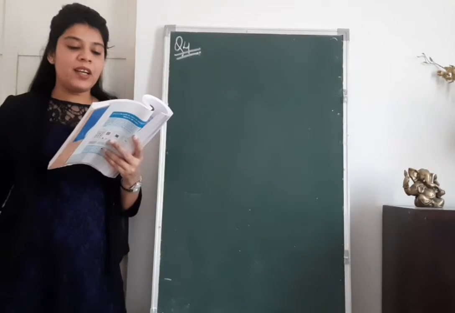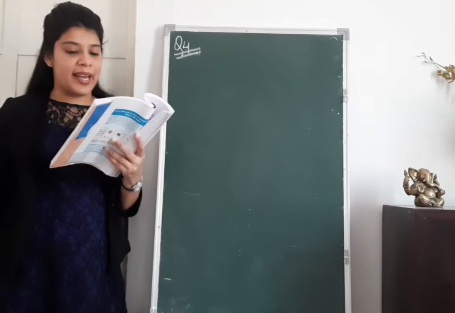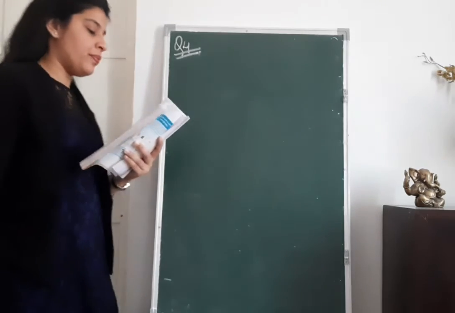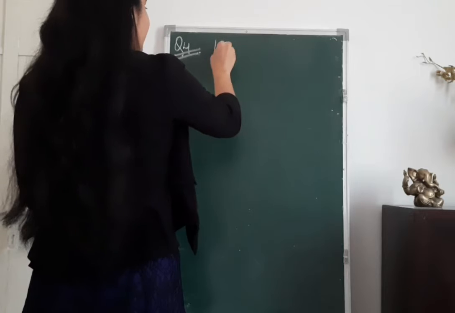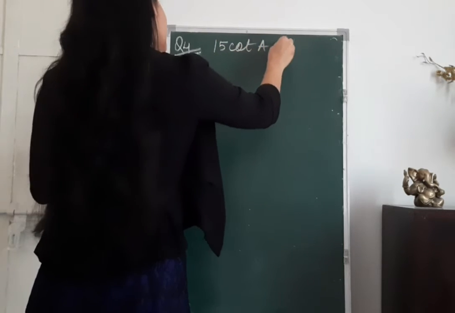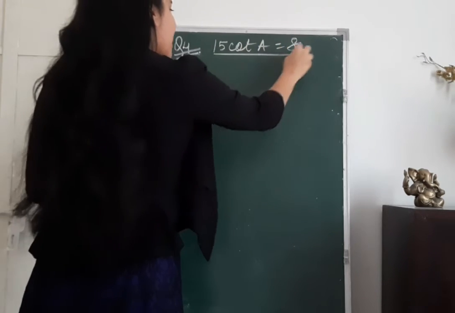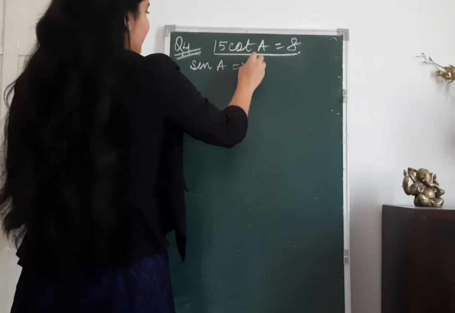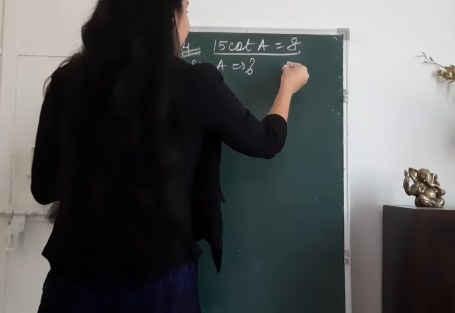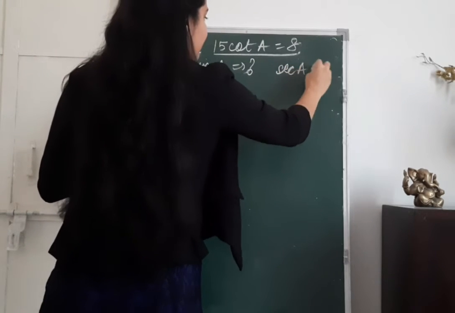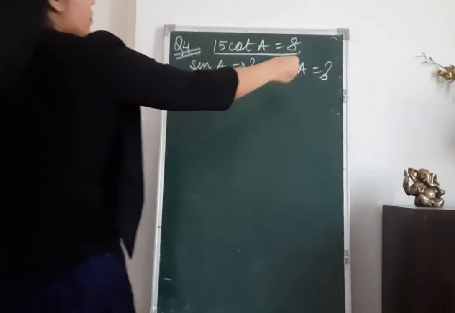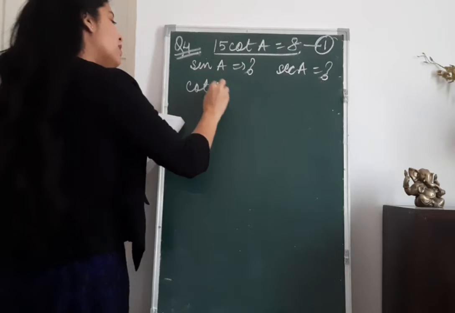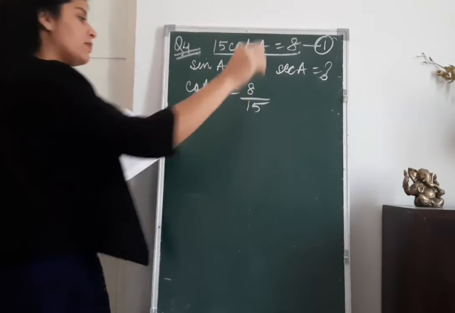Given that 15 cot A is equals to 8, find sin A and sec A. See what is given to us. 15 cot A is equals to 8. I need to find out sin A and sec A. So first, using this equation, can I say cot A is equals to 8 upon 15?